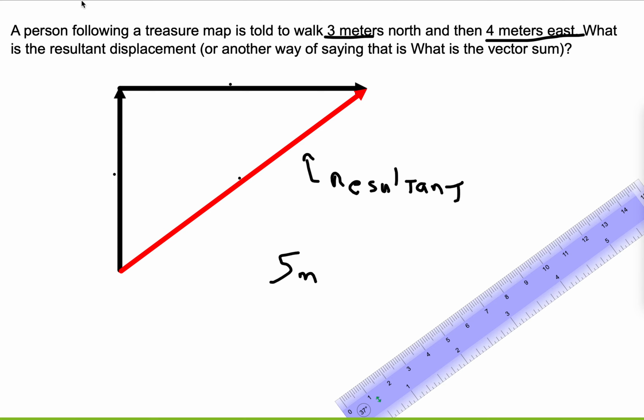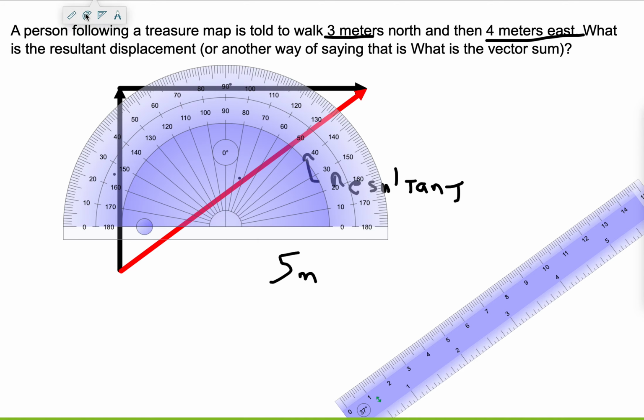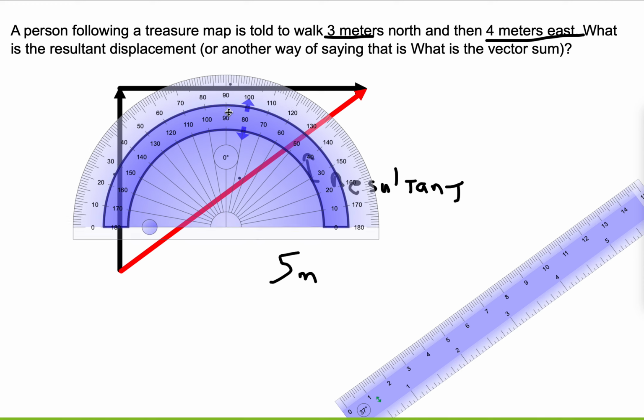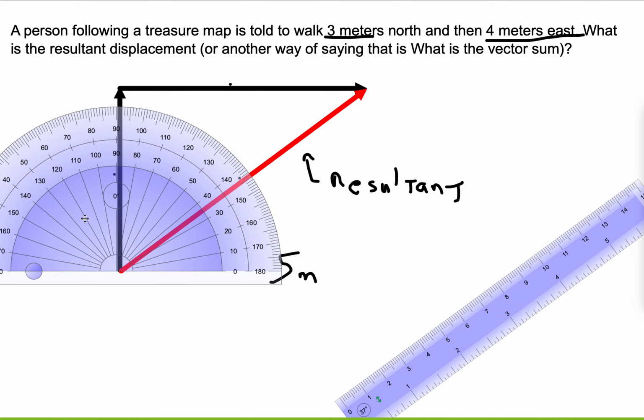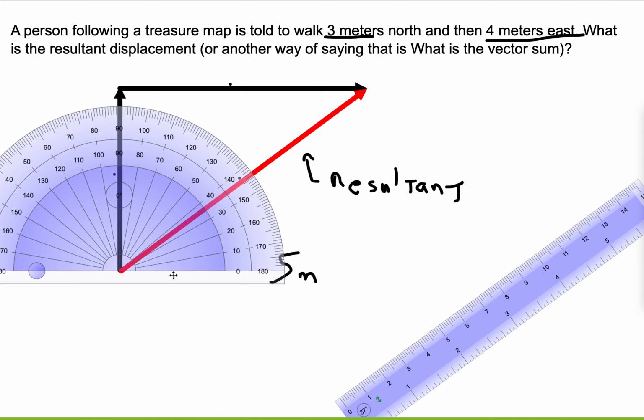So I would have to pull out my protractor. Here it is. I would put it right here, and I would say, okay, it's 30, let's say 36. So 5 meters at 36 degrees.